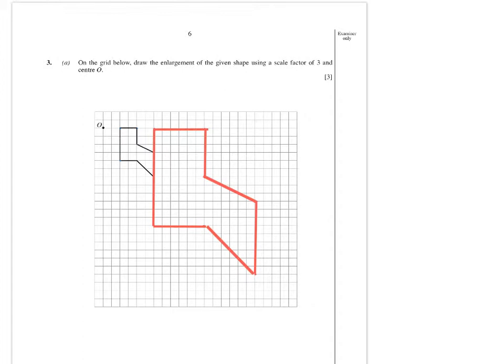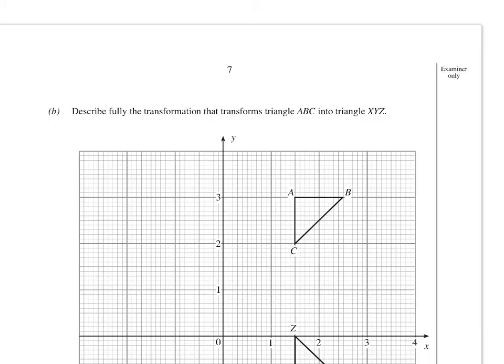But just check. This line here was 2, now it's 6. Scale factor 3. That means times it by 3. It means get it 3 times bigger. Okay, when you're looking at something called transformations, there are 4 transformations. The first one we just looked at on the previous question, which is enlargement.